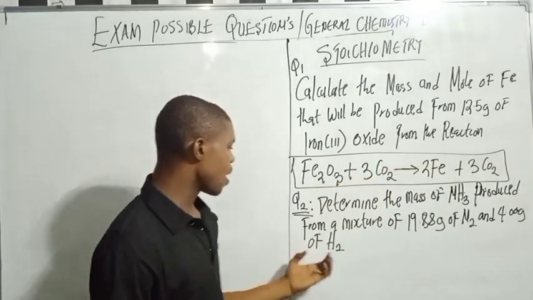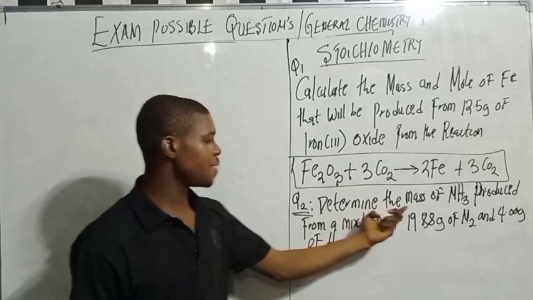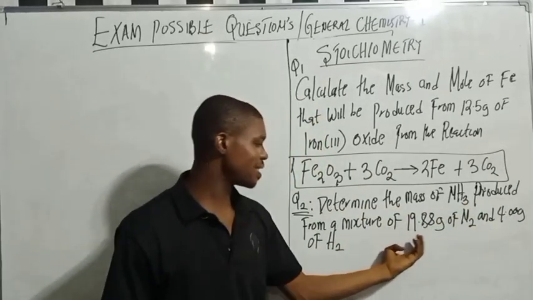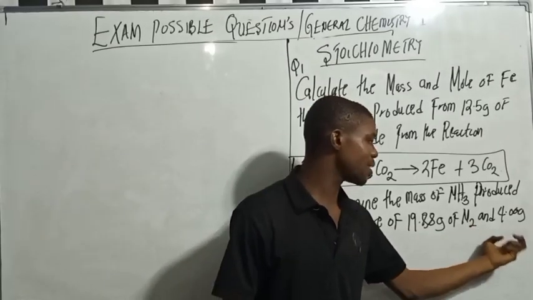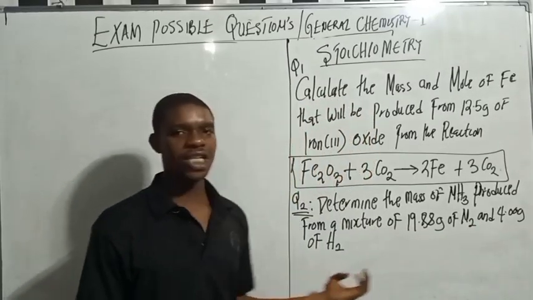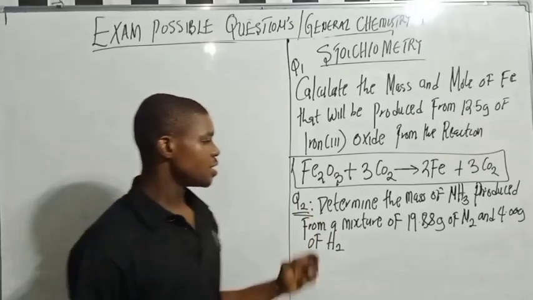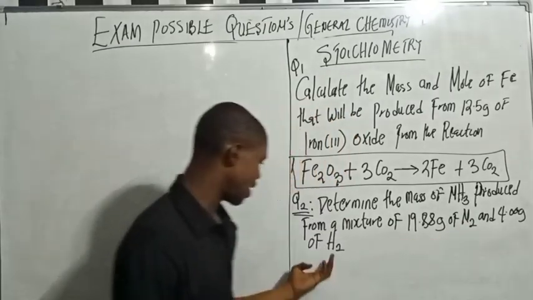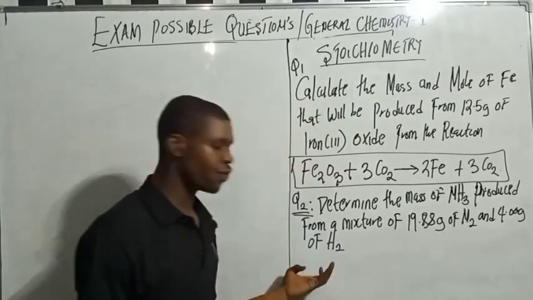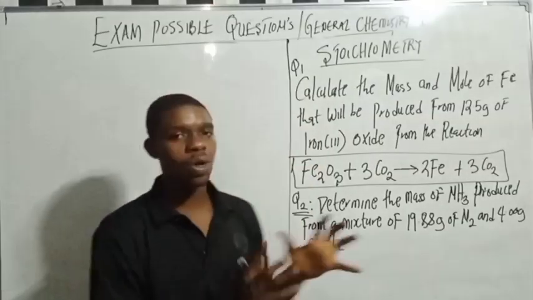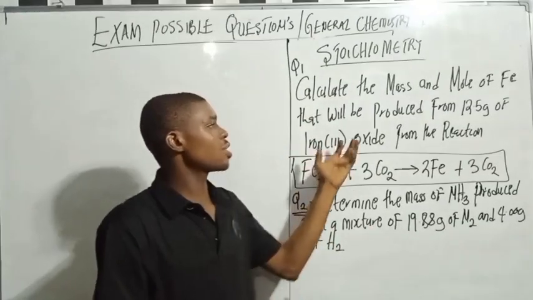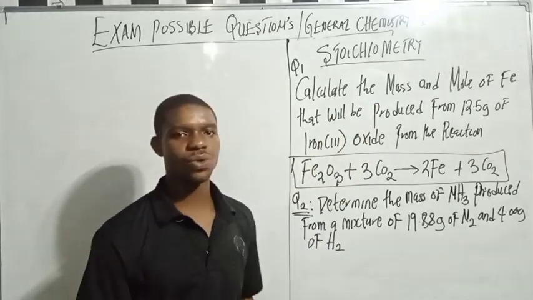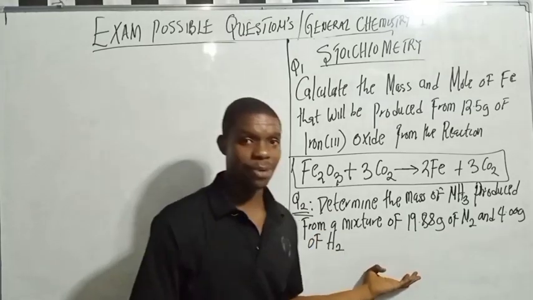Now, if you check question 2: determine the mass of NH3, which is ammonia, produced from a mixture of 190.88 gram of N2 and 4.00 gram of H2. If you check it very well, you find that two masses were given to me: the mass of N2 and the mass of H2. So these two questions look alike, but they are not the same. This one is just like normal reacting masses, but the other is under limiting reactant and reactant in excess, which I'm going to explain to you more.